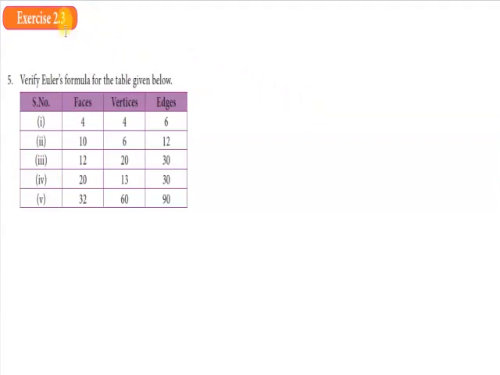Now we go for exercise 2.3, the fifth sum. Verify Euler's formula for the table given below. So what is the Euler formula? We already studied it and did an activity. We will be having faces, vertices, edges. So what is Euler's formula? F plus V minus E will be equal to what?